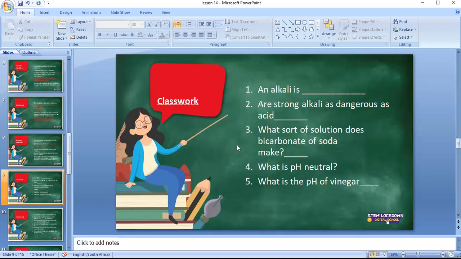And then we continue. We say, a strong alkali is as dangerous as acids. We did that yesterday. So I told you that we are doing most of our revision now. Who wants to do the classwork with me, grade nines? Let us work. So you are not doing the classwork. Can I move on? If you are not doing the classwork, I'm going to move on. So we can say that, what do you know about an alkali, grade nines?